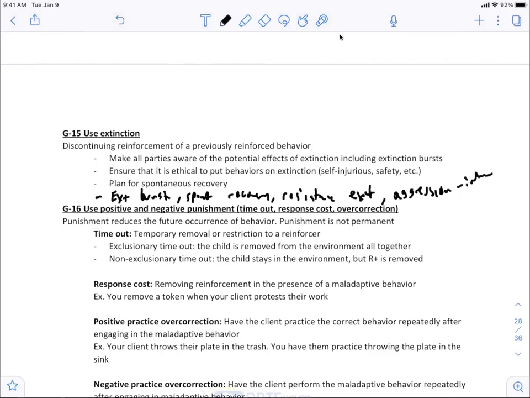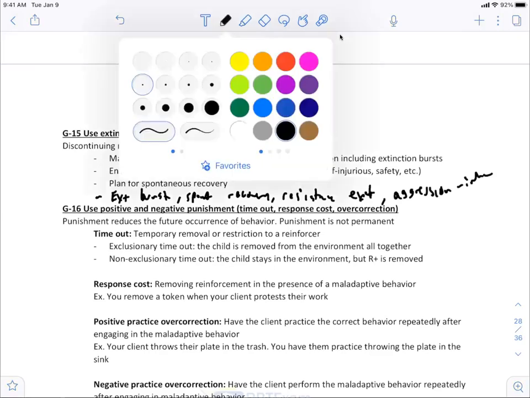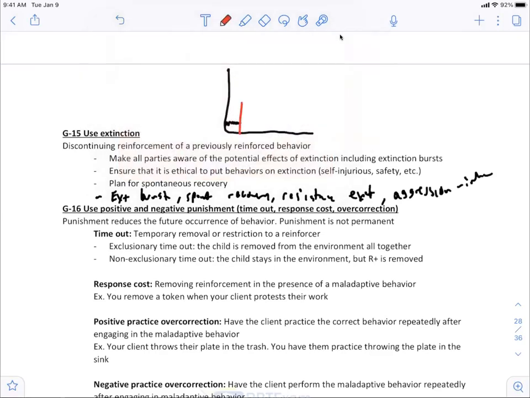So if we were to map out how extinction would look, we would get here. Our behavior would be here. Let's say extinction starts here. What's going to happen? The behavior is going to start to increase. We're going to hit this point, our extinction burst, that temporary increase in behavior. Behavior should start to decrease, right?